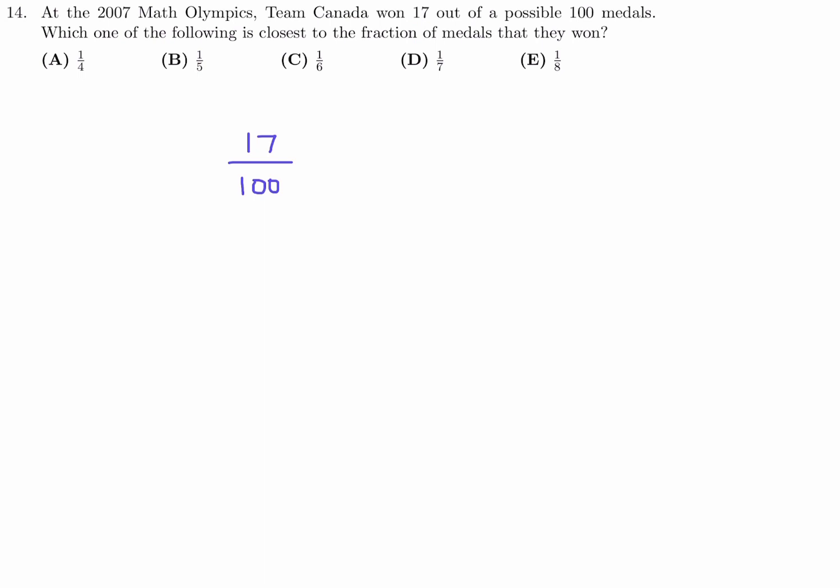If you multiply top and bottom by 6, you'll see this becomes 102 over 600. So it's almost exactly 1 over 6, right? I mean, not quite, but approximately. So number 14, the answer is C.